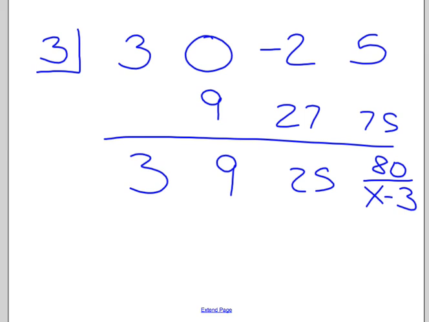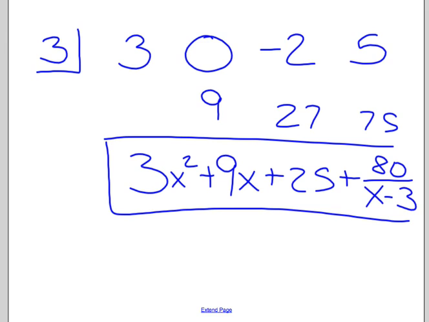We started with an x cubed term in our problem. We go one less than that in our answer, so that's x squared plus 9x plus 25 plus that value. Boom.